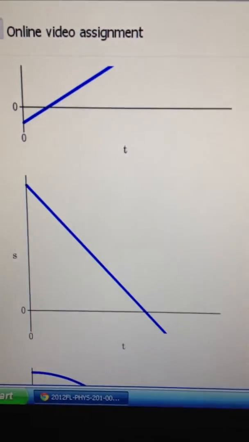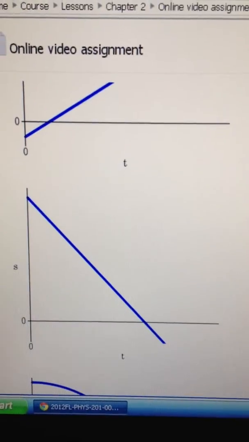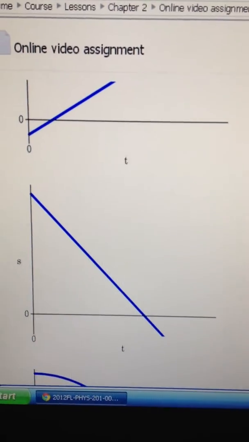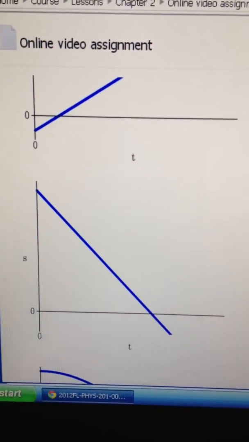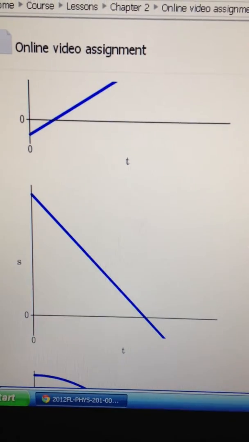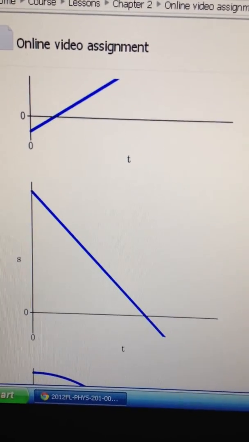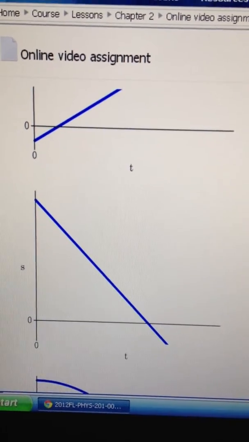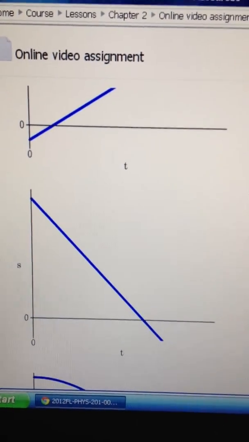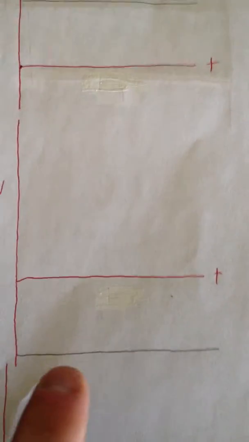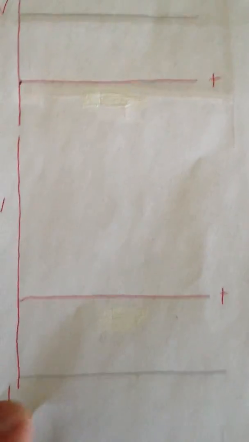Going over to the third one, you can see the distance versus time graph is similar to the first one, but this graph is decreasing slowly, which means you're going to have a steady negative velocity, which means that the velocity versus time graph would look like that. And there's the line right there. It just stays the same negative velocity.